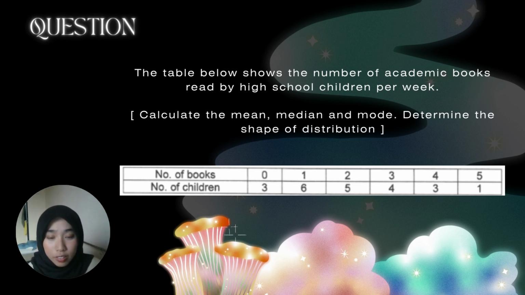And it gives us these 2 rows of data, which are number of books and number of children. So how do these 2 rows connect to each other? Okay, what I can say is, the total number of children that read 0 books is three people. For the next column, the total number of children that read 1 book is 6 children. And the same for the next column, the total number of children that read 2 books is 5 people. It goes the same for the other columns. So we go to the next slide for the solution for this question.